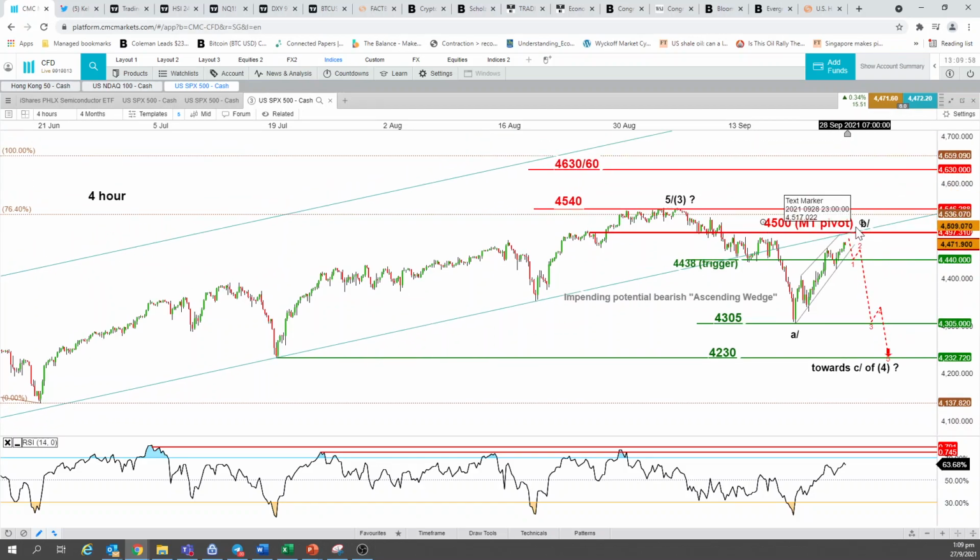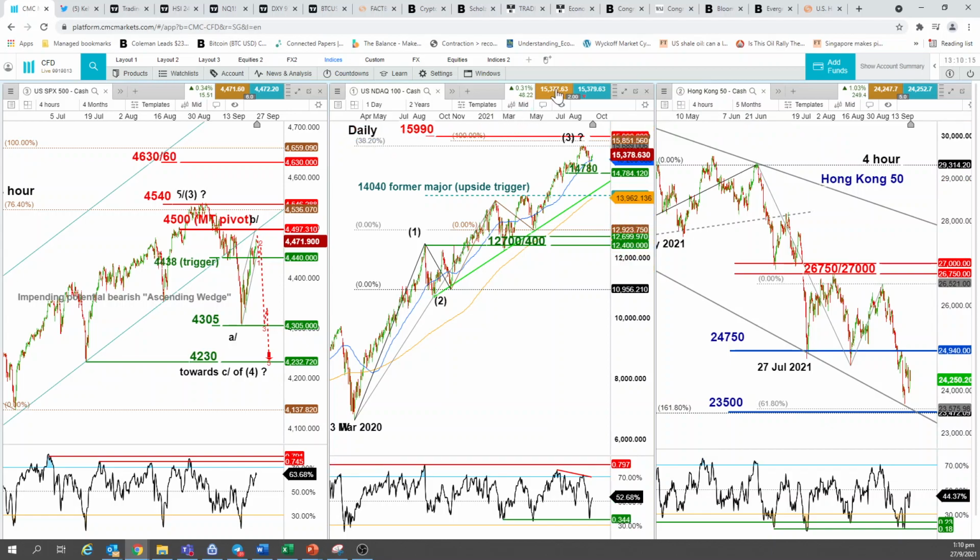That means an up move to potentially take out its recent all-time high area, which is at 4540, and even much higher to the next Fibo expansion cluster level, which is the next resistance zone at 4630/60. Okay, now moving on, next will be the Nasdaq 100.